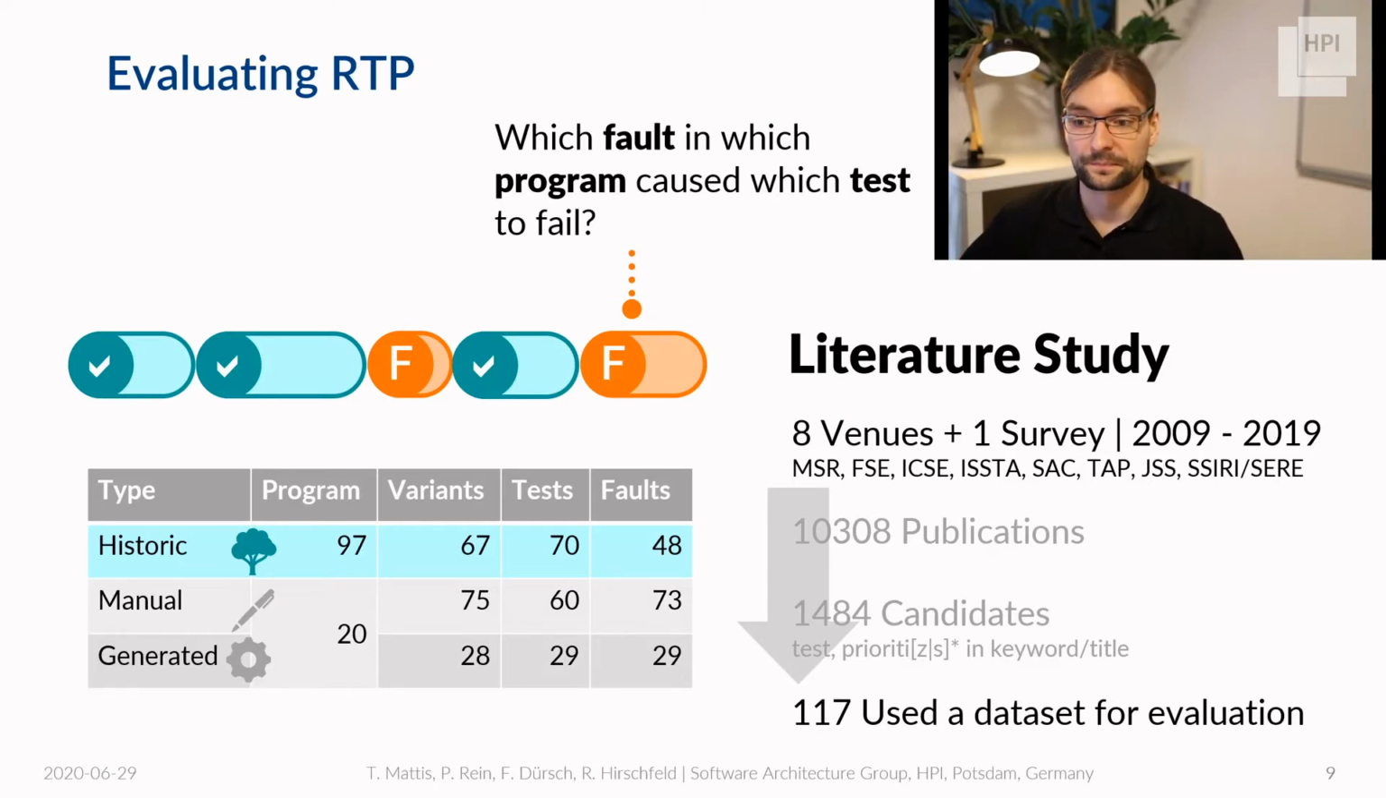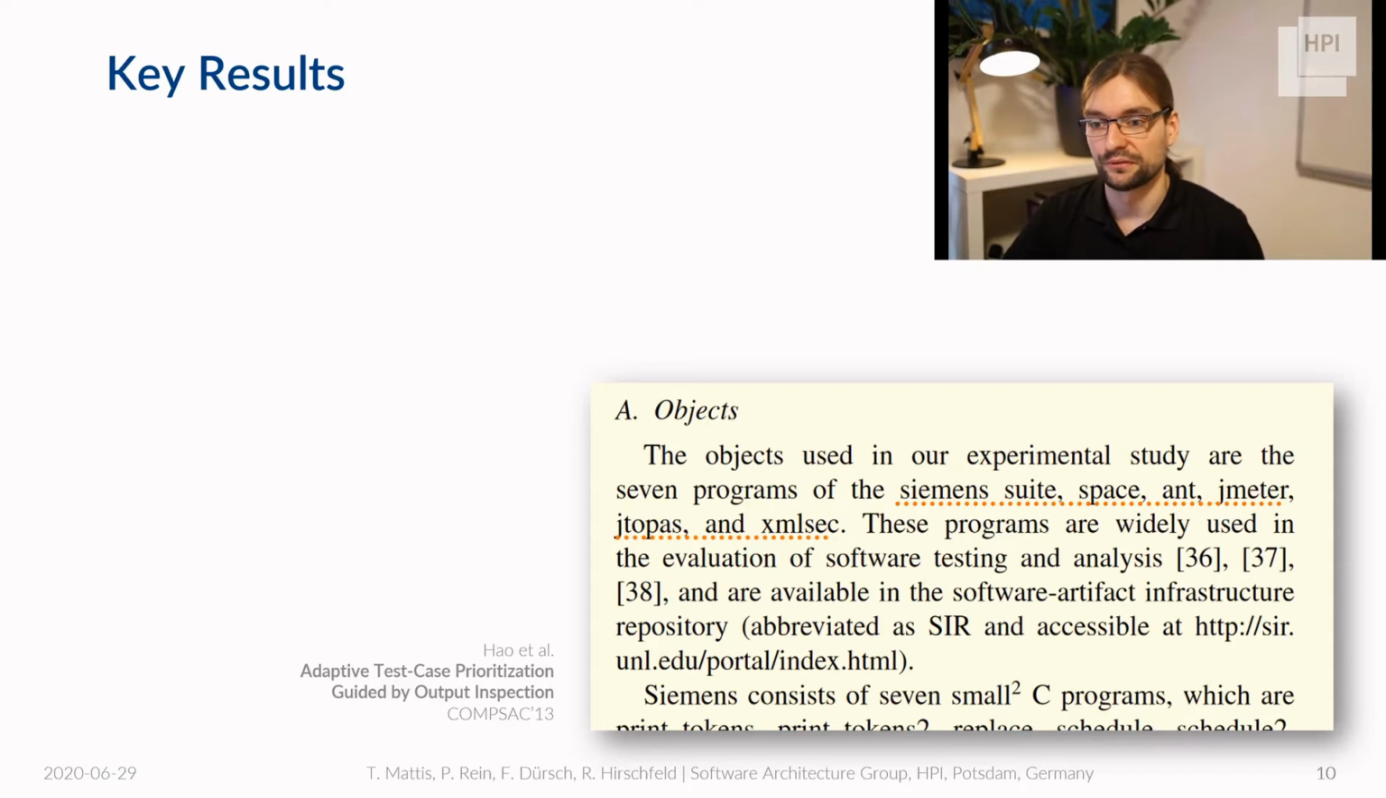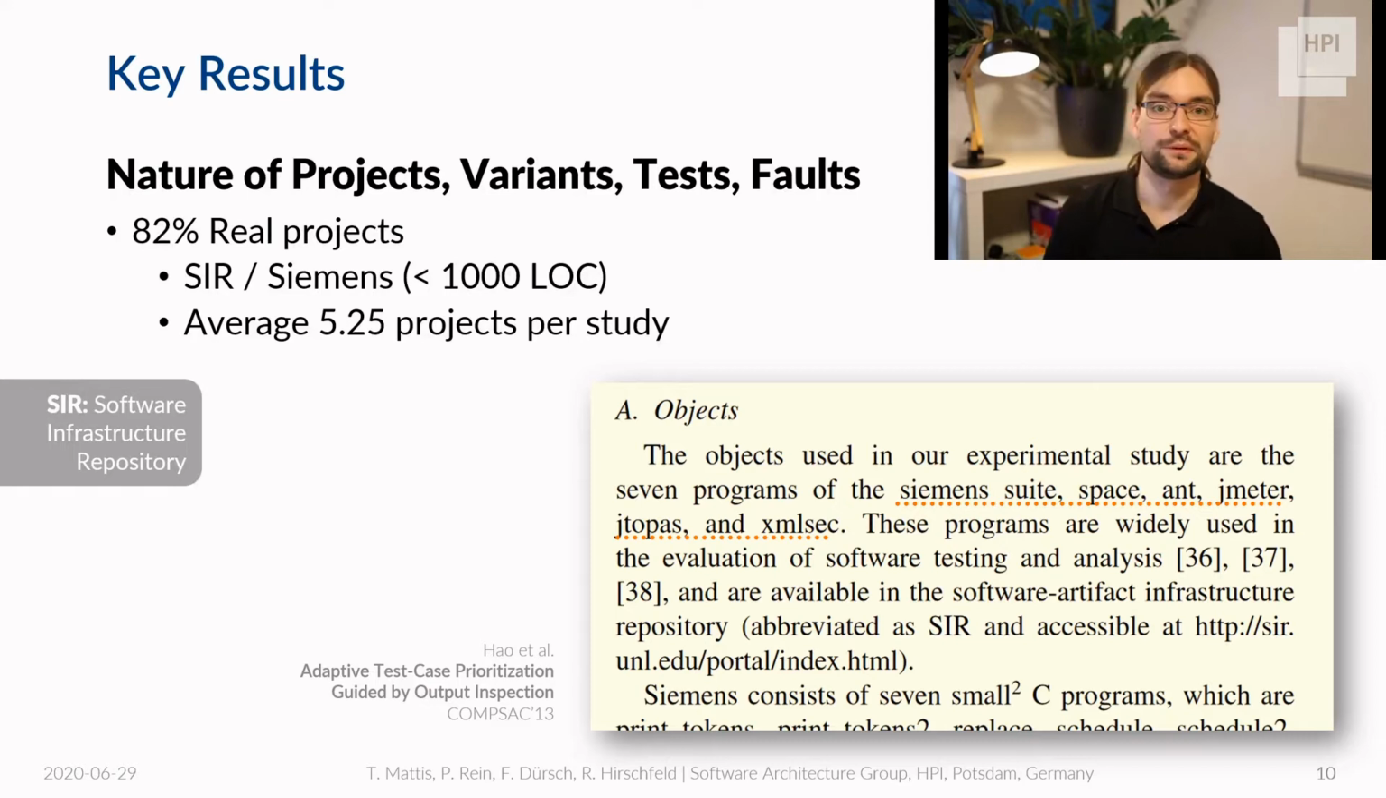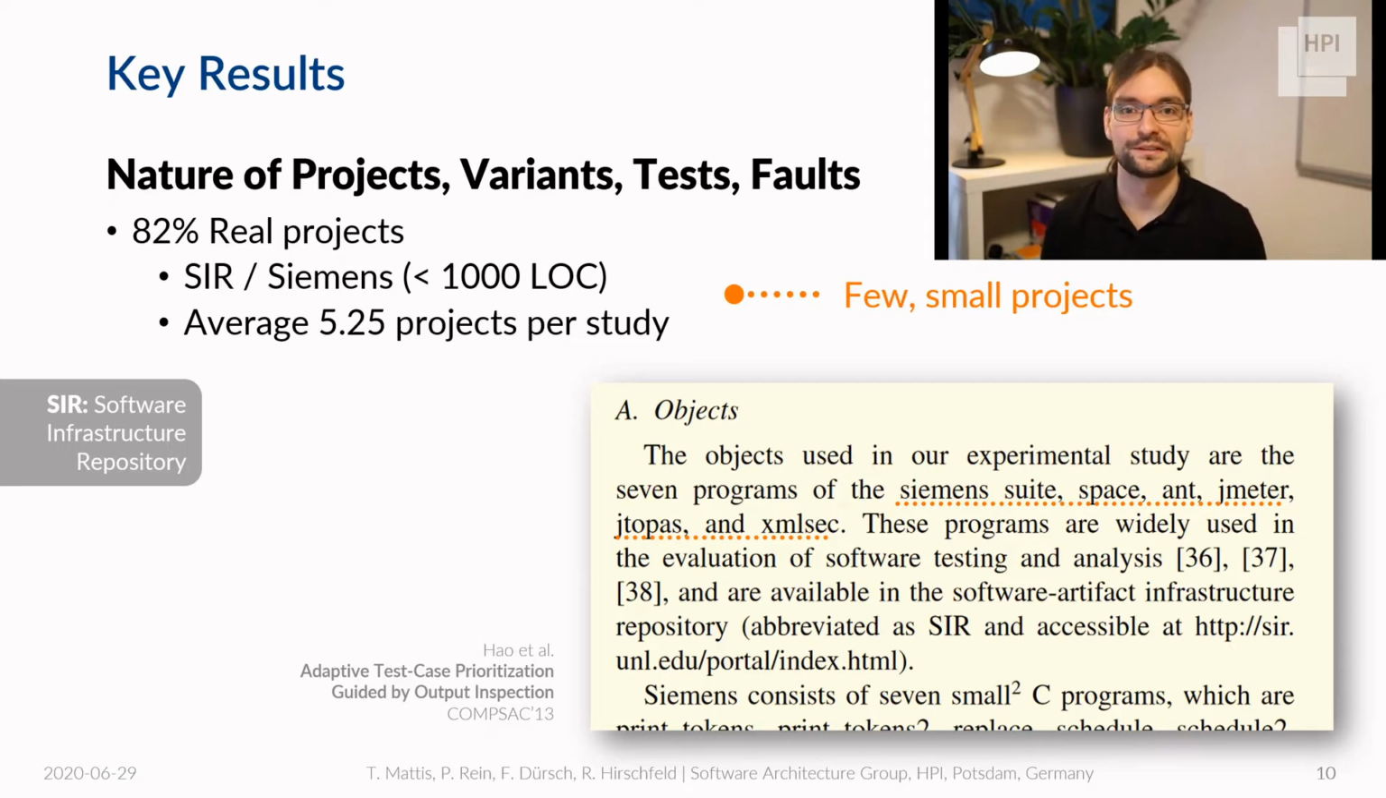So here is an example of the type of paragraph we were looking for when searching through the papers. Here the authors state that they used the Siemens suite for their evaluation dataset, and actually many papers use this dataset. This is a dataset from the software infrastructure repository, and the programs here are very small, less than 1,000 lines of code, and every study on average only has a little bit more than 5 projects. So although these are real projects, which is cool, we see that these do not really reflect the way we as programmers would interact with software today.